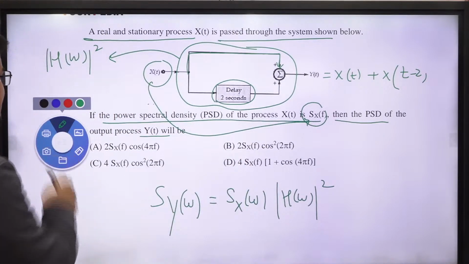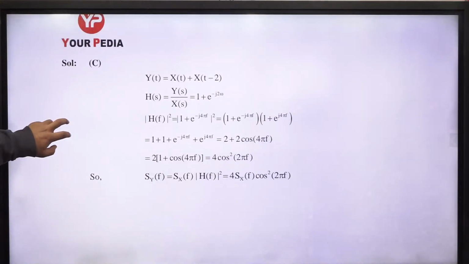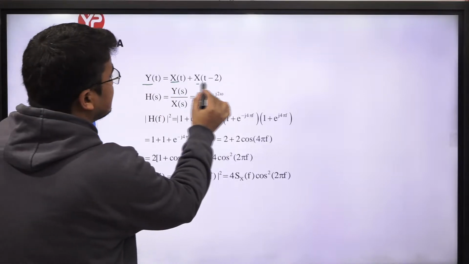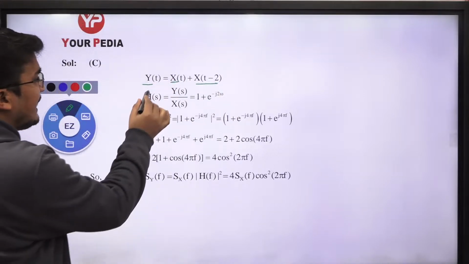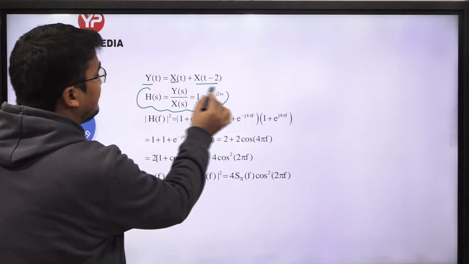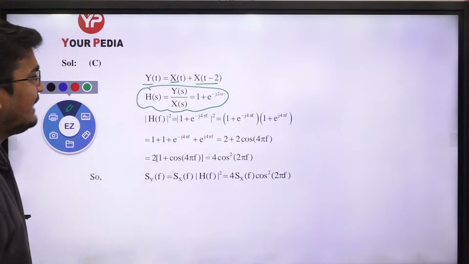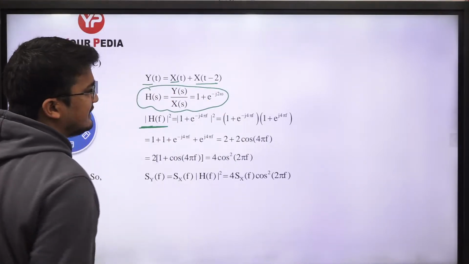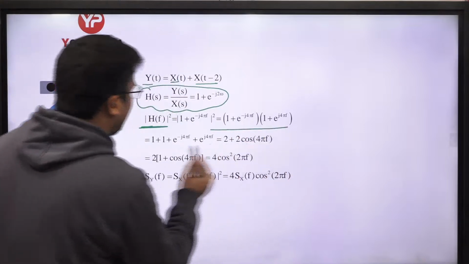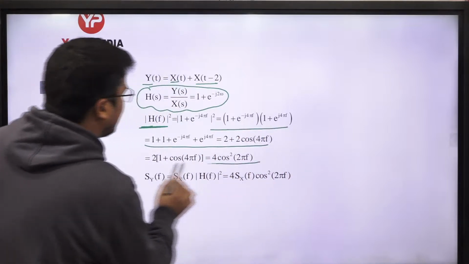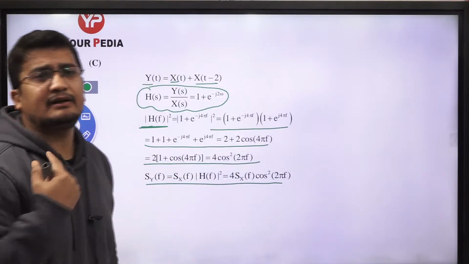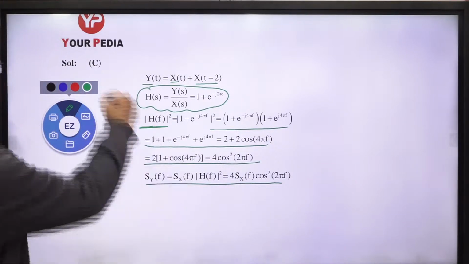You can see the solution here. I have provided the solution also. The correct option is C. What I did: y of t is equal to x of t with a delay of 2 seconds. From there I calculated the system function, put s is equal to j omega, put omega is equal to 2 pi f, and converted it into mod of h of f squared. Then open it and convert it in terms of sine and cosine, because the options were given in sine and cosine, nothing else. Then you will end up getting the final solution. So the answer for that is C, guys.